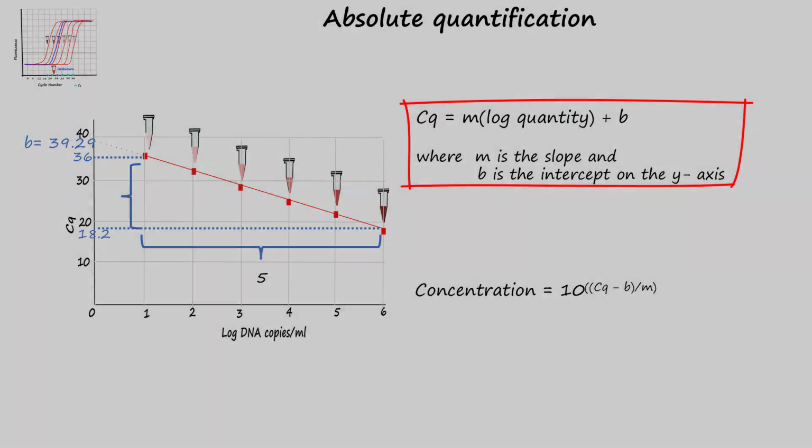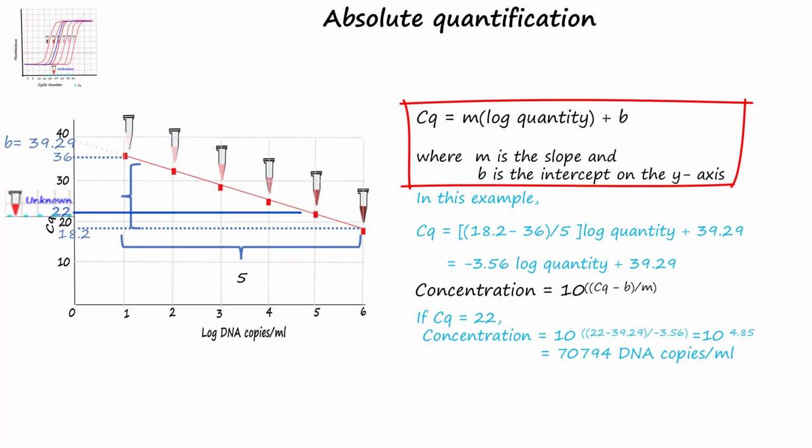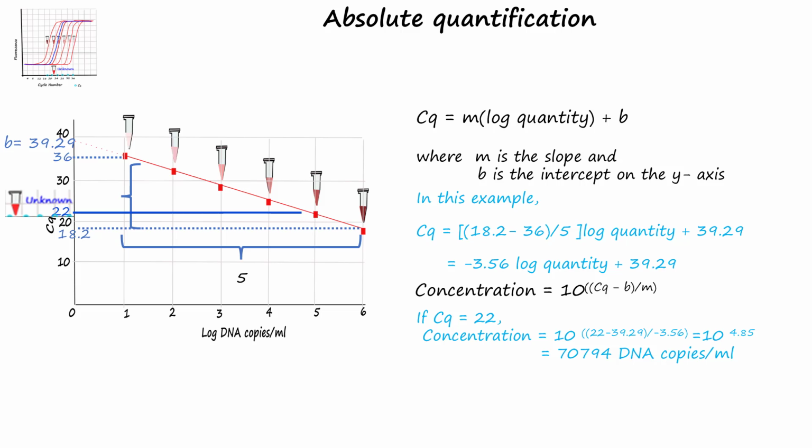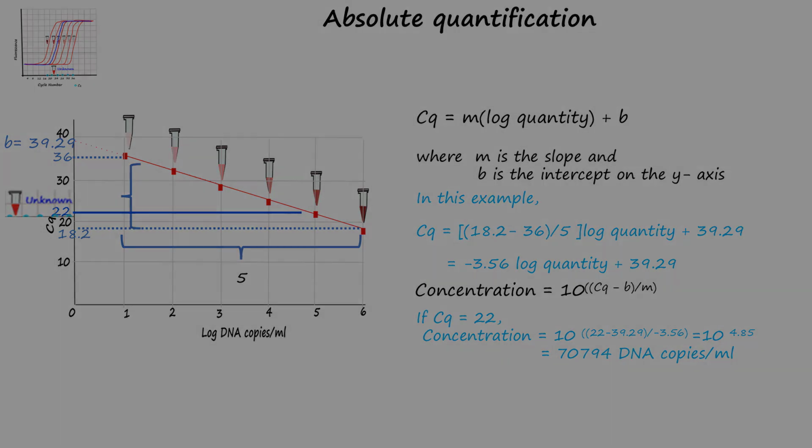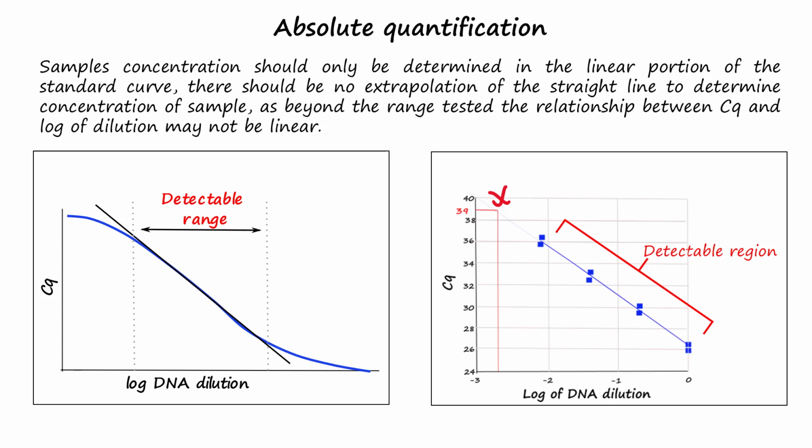Using the straight line equation, CQ equals m times log of quantity plus b, where m is the slope and b is the intercept on the y-axis, the DNA quantity of the target can be calculated and is equal to 10 to the power of (CQ minus b) divided by m. Sample concentration should only be determined in the linear portion of the standard curve. There should be no extrapolation of the straight line to determine the concentration of the sample, as beyond the range tested, the relationship between CQ and log of dilution may not be linear.